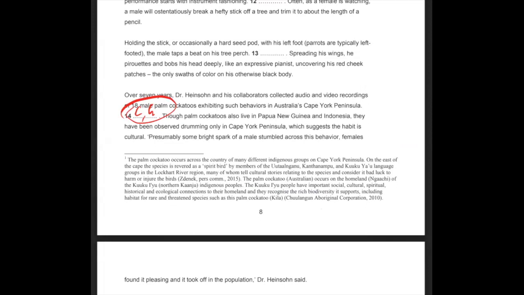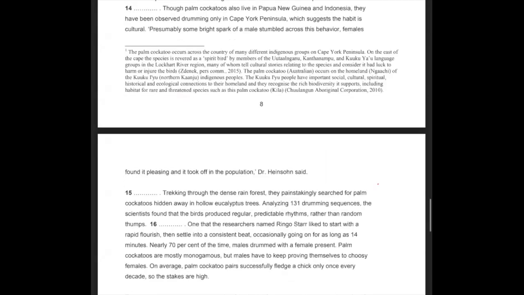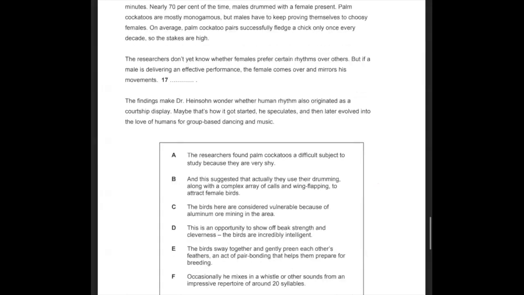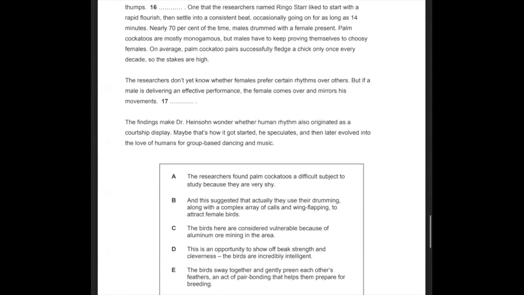Moving on to question 15. Something that's missing. Then trekking through dense rainforest, they painstakingly searched for palm cockatoos hidden away. They are searching painstakingly. These kinds of words imply that they couldn't find the palm cockatoos easily. They were hiding and the researchers had to spend a lot of effort and time to actually find them. So the option that works perfectly first time around, as soon as I look at it, would be A. The researchers found palm cockatoos a difficult subject because they are shy. So those are the keywords that give away that 15 is A.